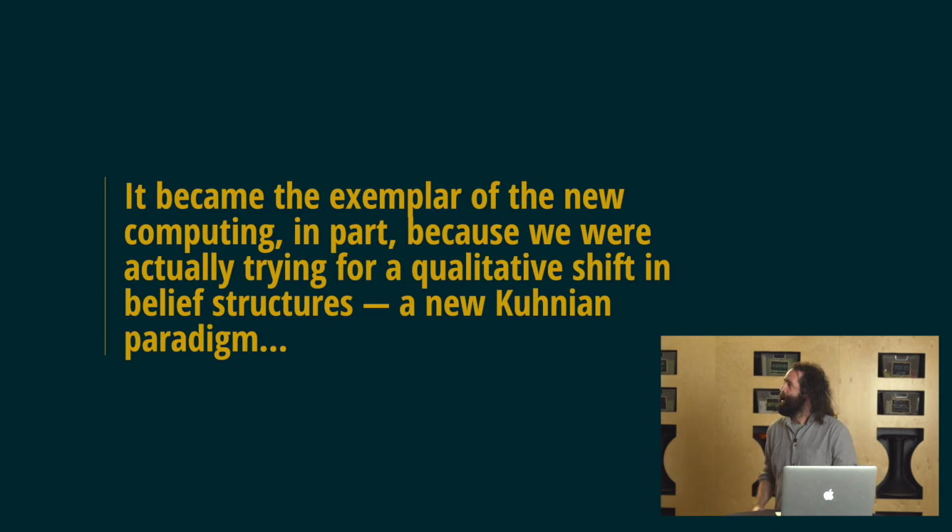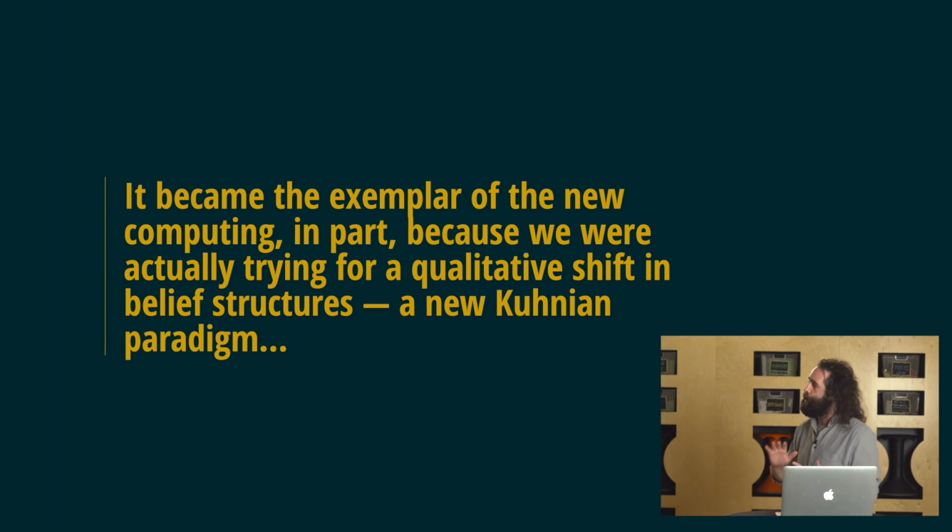He says this: it became the exemplar of the new computing, in part because we were actually trying for a qualitative shift in belief structures, a new Kuhnian paradigm. This was very intentional by Kay. Maybe you think he's telling you a lie after the fact, but at the very least, he sees this as being the exemplar. In this new radical way, not just a new way to program, it's a new way to compute, because they're trying for a qualitative shift in belief structures. They were trying to get you to think differently about what you were doing.